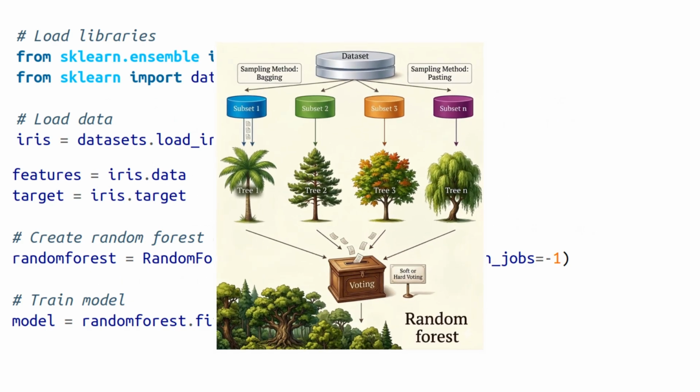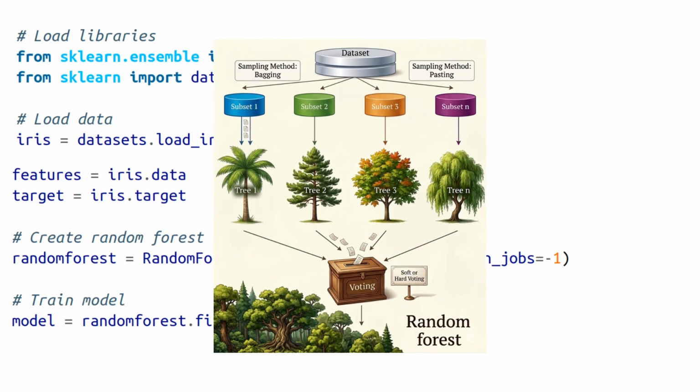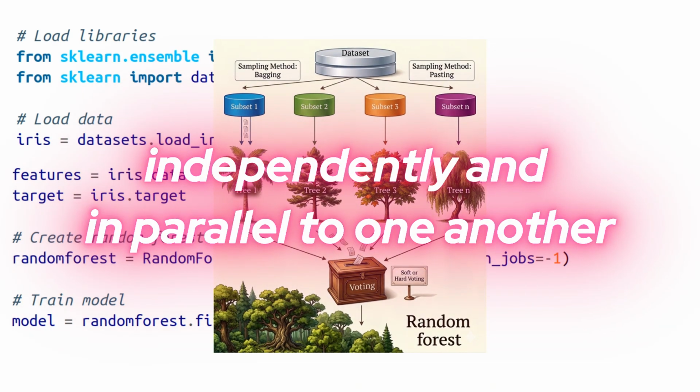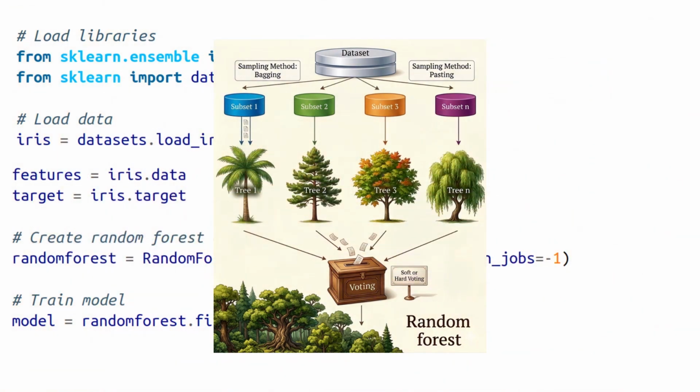So keep in mind that in random forest classifier, each tree is built independently and in parallel, using a different subset of the dataset. These subsets are generated through either bagging or pasting, and the final prediction is obtained by combining the individual trees' outputs using majority voting for classification or averaging for regression.